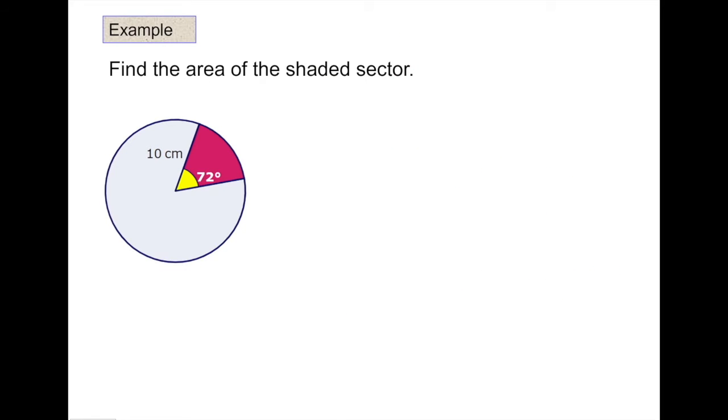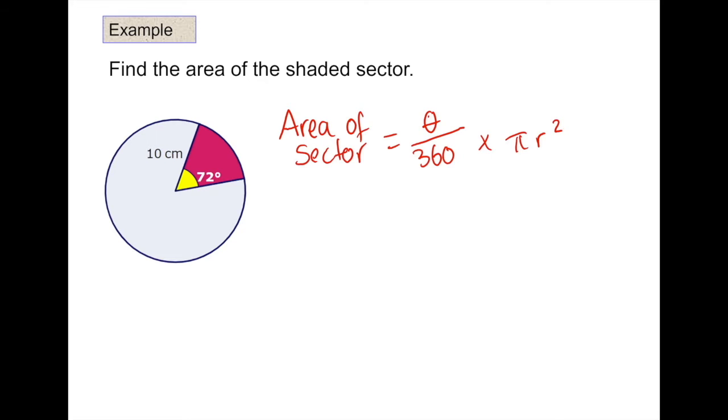Now, this will make a bit more sense when we try this out with an example, as it always does in lessons. So let's look at, find the area of the shaded sector. So the pink section here. First of all, as always, we start off by writing down the formula. So we're finding the area of a sector, which is theta over 360 times pi r squared. This is not given to you at the start of your exam, so you will need to remember it.